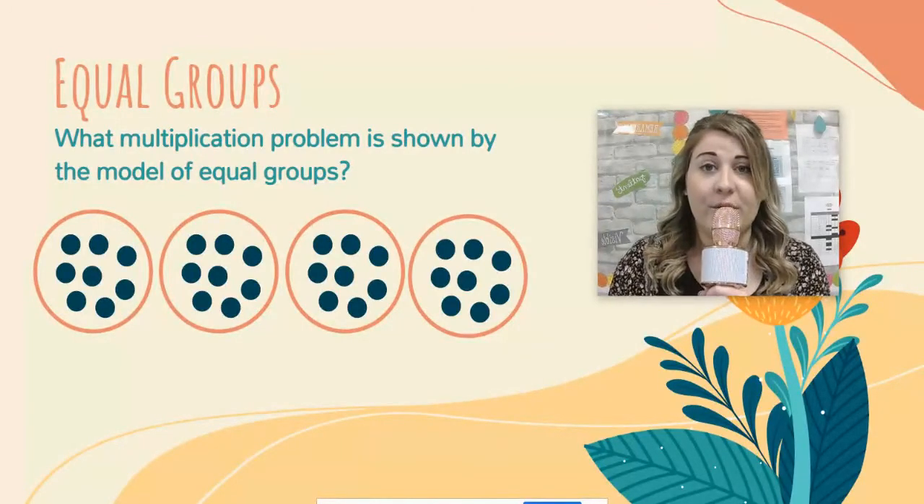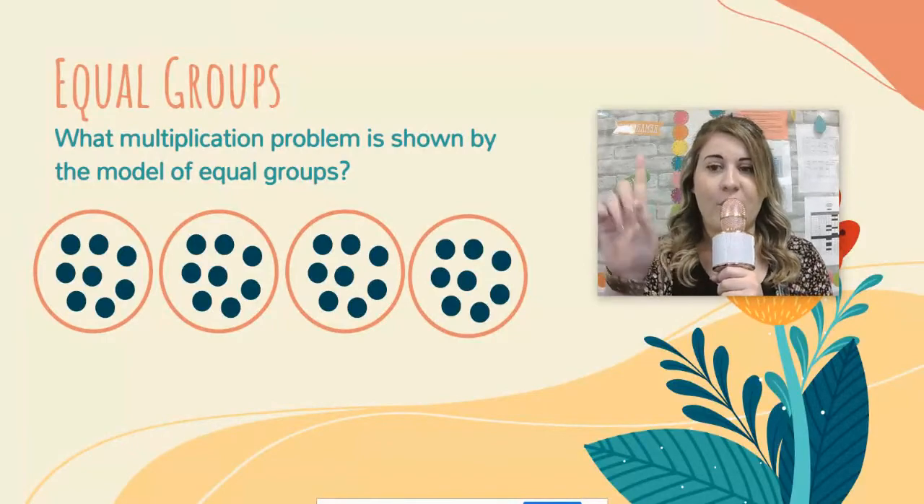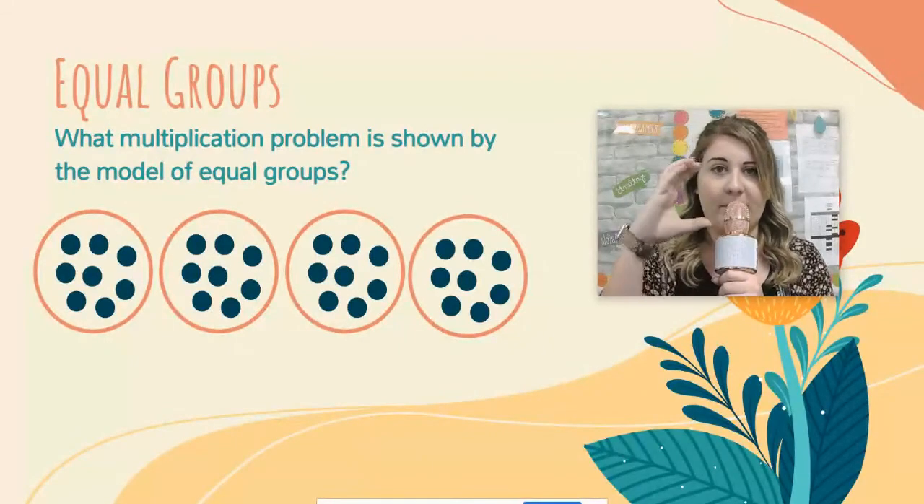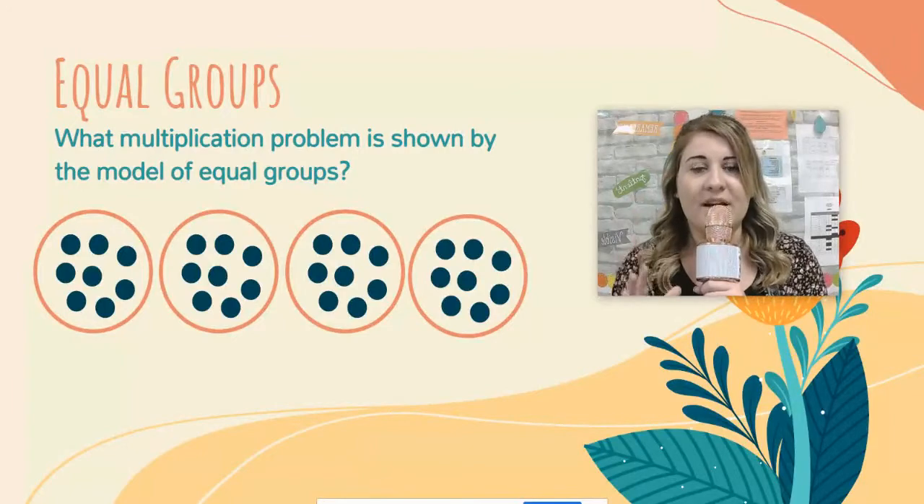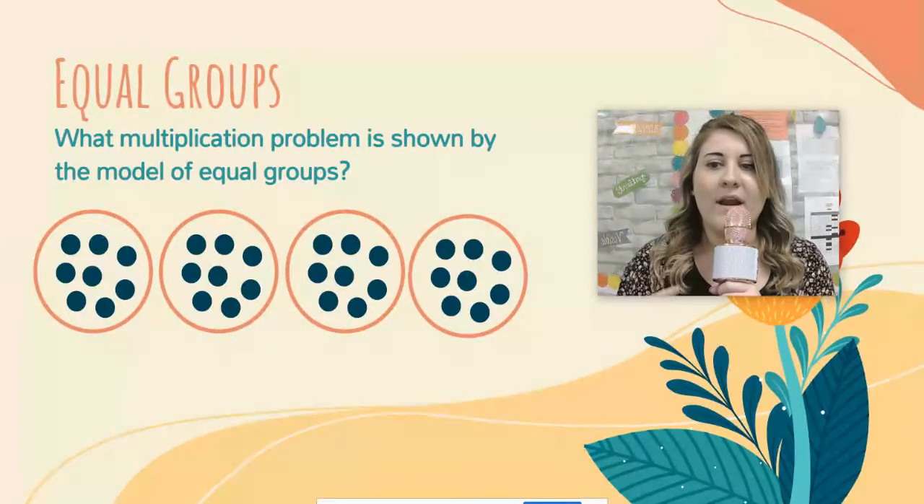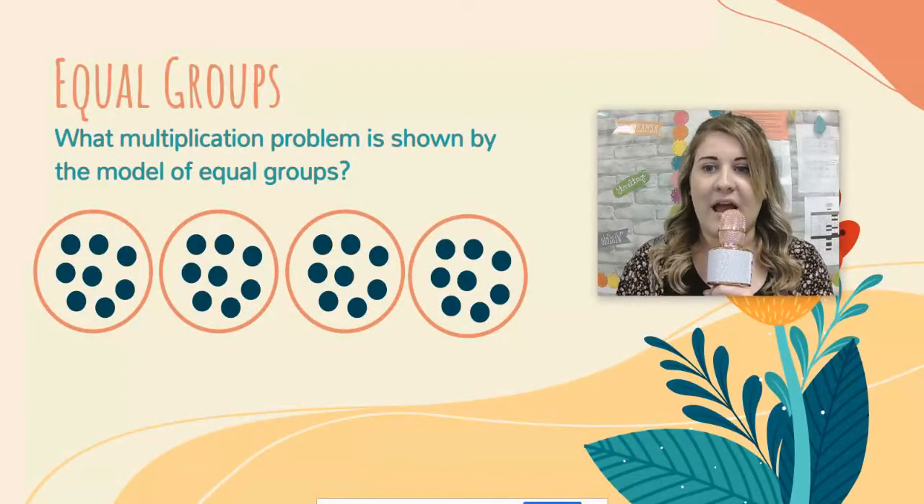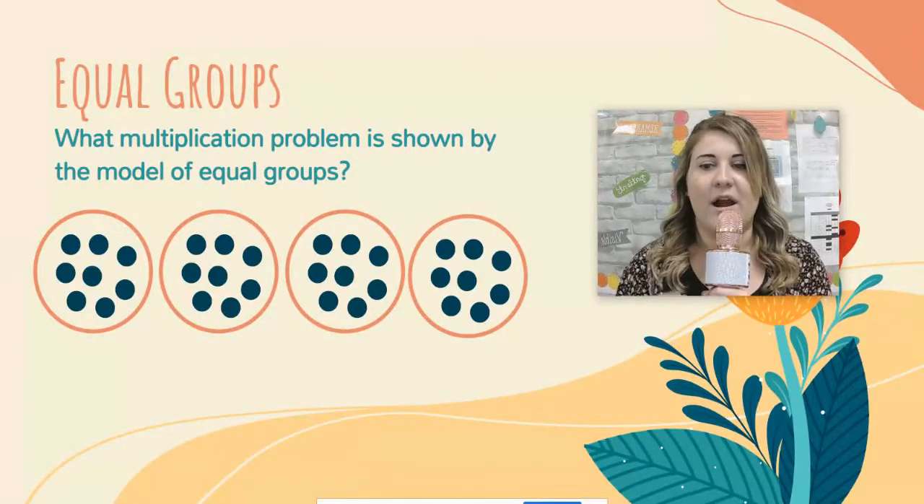If you said 4, you are correct. 4, there are 4 groups. 1, 2, 3, 4 big groups, okay? So 4 times what numbers in the groups? How many are there in each group? I'm not asking for the total. I'm not asking for the product. I'm asking for how many are you adding together, okay?